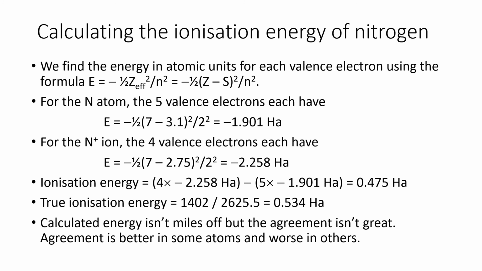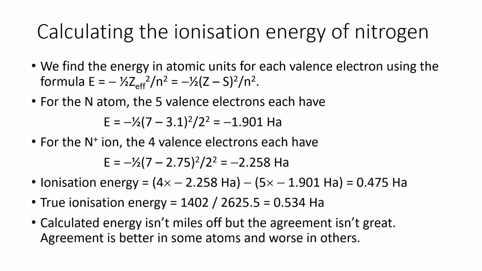And so when we come to find the ionisation energy, we're now having to sum over all these one-electron energies to establish the total energy of these systems. So first of all, in the first bracket there, we've got 4 times minus 2.258 Hartree. Because there's 4 electrons we're looking at here, this must be the N plus ion, the 4 valence electrons. And we're subtracting from that the total valence electron energy of the nitrogen atom, which is why we've got the 5 in there, 5 valence electrons, 5 multiplied by the minus 1.901 number.